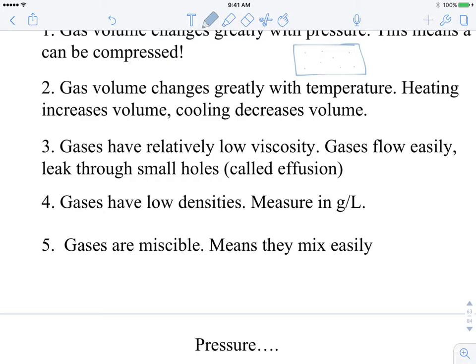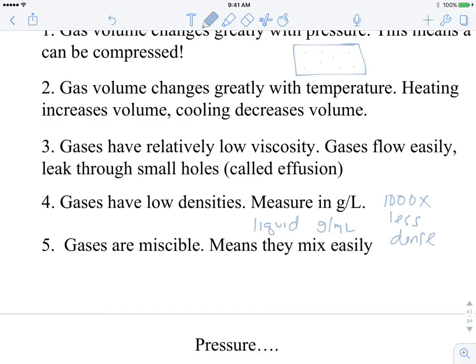They can leak through small pinholes, they can spread out of their own accord, and these processes are called effusion if you're leaking through a pinhole, or, as we'll talk about later, diffusion if you're just spreading out without any help. The density of gases, now because of their large spaces between the particles, they have very low densities, and we measure them in grams per liter. And if you think about this, a liquid would have a density of grams per milliliter. So what that's telling us is that gases are 1,000 times less dense than you would get if you had a liquid.